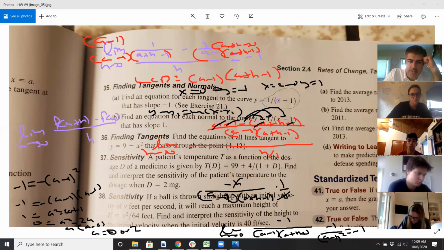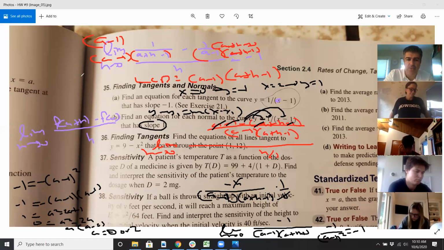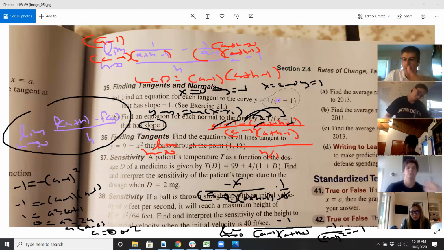But actually, it's the same thing. Actually, part B is the same as part A, because now you're doing it as a normal. So if you want the normal to have a slope of 1, that means that the original tangent was -1. So A and B are the same thing. Because remember, this formula is for a tangent line, not for a normal line. So you have to take the normal slope and do the negative reciprocal. What's the negative reciprocal of 1? -1. We already did it in part A. So part B and part A are the same thing.